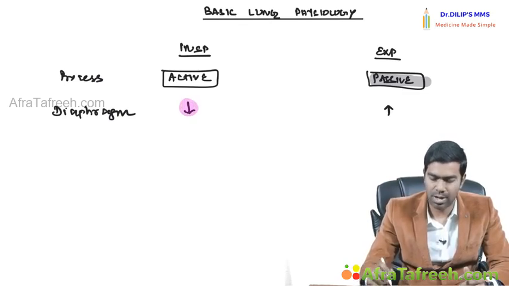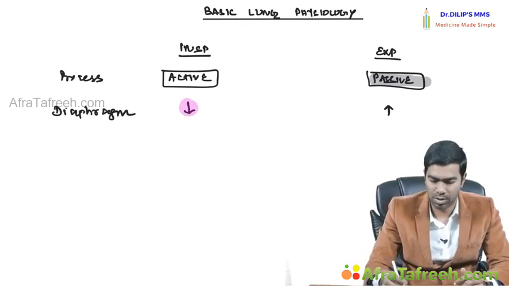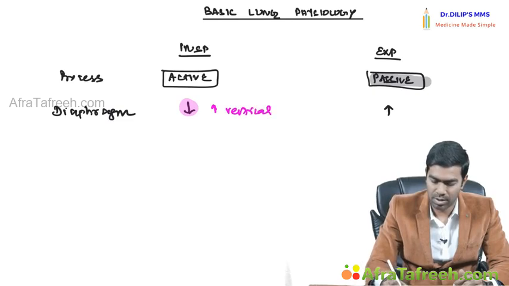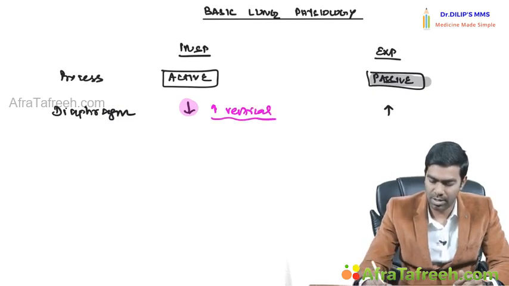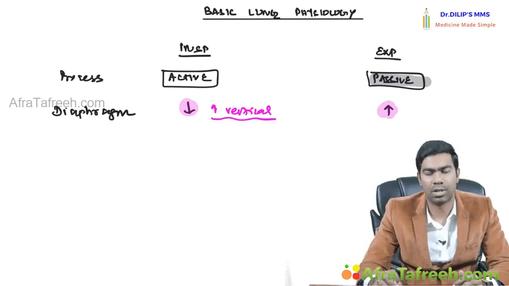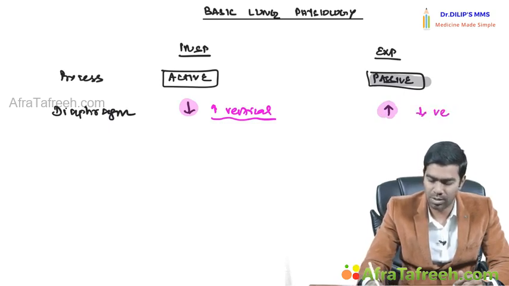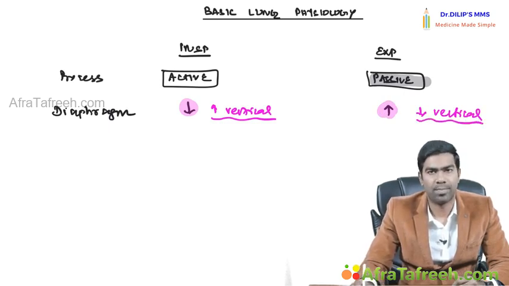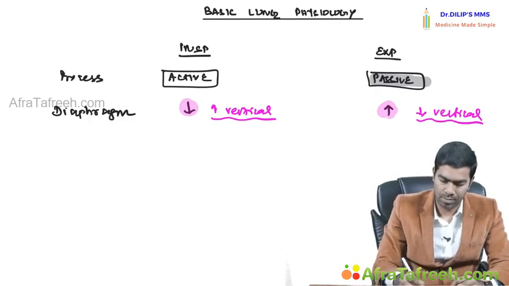Which means diaphragmatic movement down is going to increase the vertical diameter of the chest, right? Similarly, diaphragmatic movement up during expiration is going to reduce the vertical diameter of the chest. Clear?